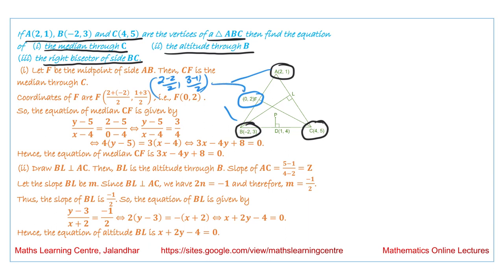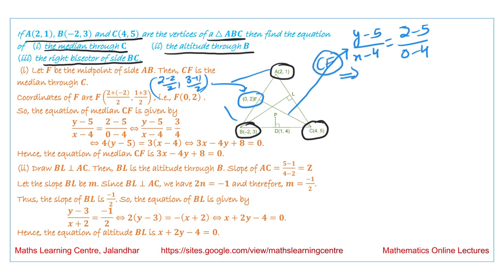So the coordinates we have are 0, comma 2. Now we have to calculate the equation of the line CF. The equation of this line CF is given by (y minus 5)/(x minus 4) equal to (2 minus 5)/(0 minus 4). And on solving this, we obtain the equation of the line CF, that is the median through C. Its equation is 3x minus 4y plus 8 equal to 0.